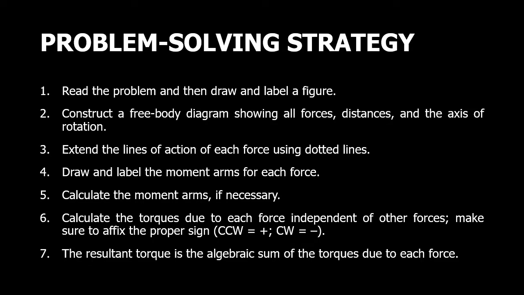Next, number 7, the resultant torque is the algebraic sum of the torques due to each force. So after solving independently for the torques, in order to solve for the resultant torque, as usual, resultant means it is the algebraic sum. So add all the independent torques you've solved in order to solve for the resultant torque.